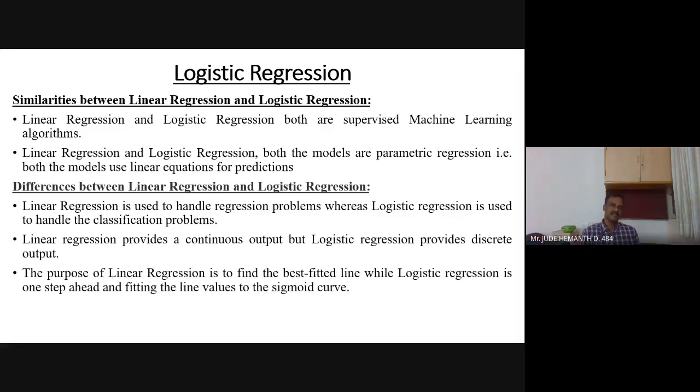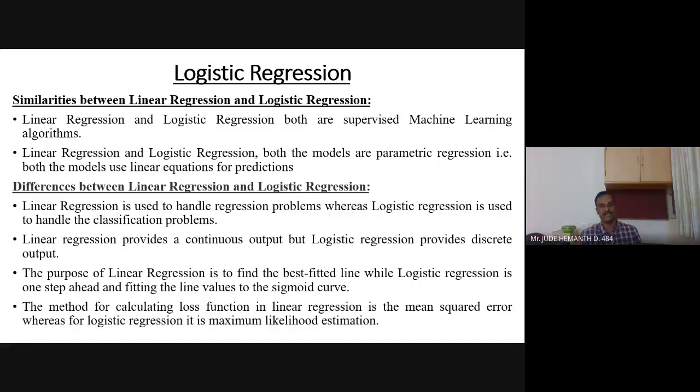The purpose of linear regression is to find the best line, that means to find M and C. While logistic regression is one step ahead and is used for fitting the line to the sigmoidal curve. Whenever you have a line, how should the sigmoidal curve change so that it can go for a better classification? The method for calculating the loss function in linear regression is the mean square error, as we saw. Whenever the error is minimum, that is the correct value of M and C. Whereas for logistic regression, it is probability.